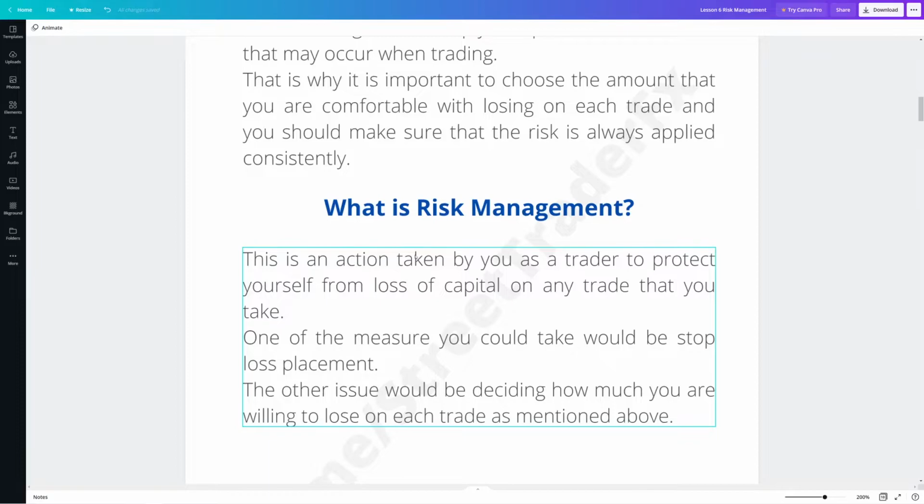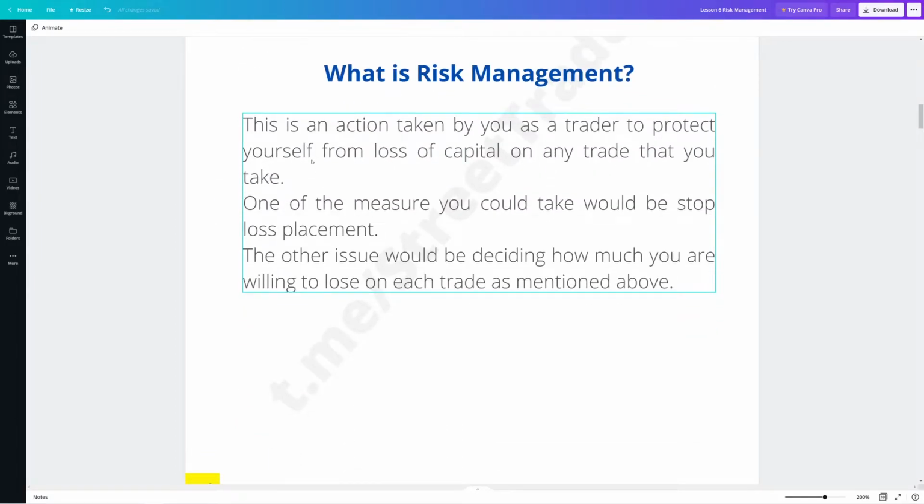So, let's just touch on the theory that I drafted for you guys here. So, this is an action taken by you as a trader to protect yourself from loss of capital on any trade that you may take, right? Loss of capital, I'm talking about the whole amount of capital, right? Let's say you have $1,000 balance, right? You're protecting yourself from losing that $1,000 all on one trade. So that's called risk management.